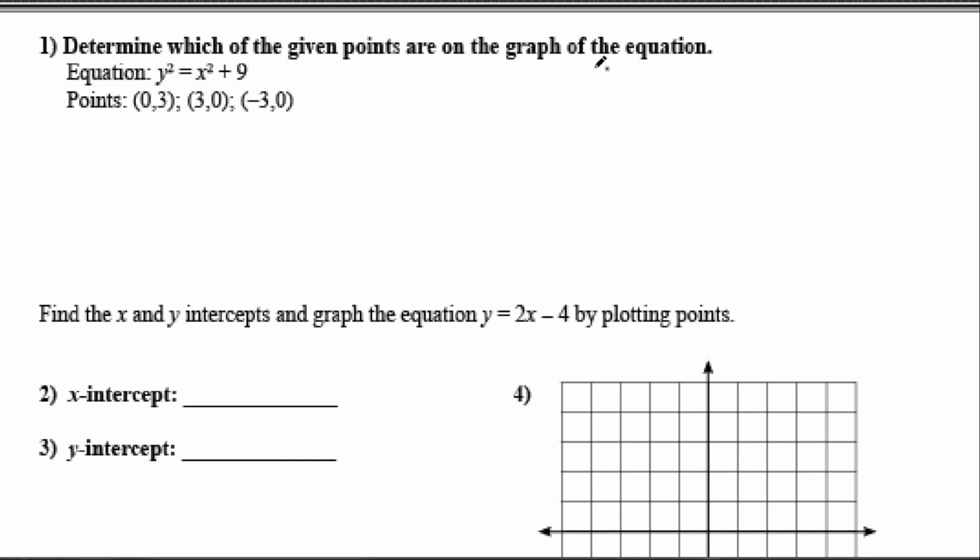Determine which of the given points are on the graph of the equation. So here's your graph right here. You don't even have to graph it, okay? But that's your equation right there. You want to find, is this point on the graph? Is this point on the graph? Or is this point on the graph? So you have several possibilities. You could just guess, I guess, but that's probably not a good way to do this. There could be only one point. One of these three could be on the graph. Maybe two, maybe three, maybe none of them.